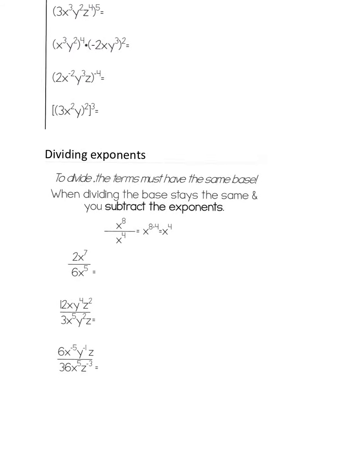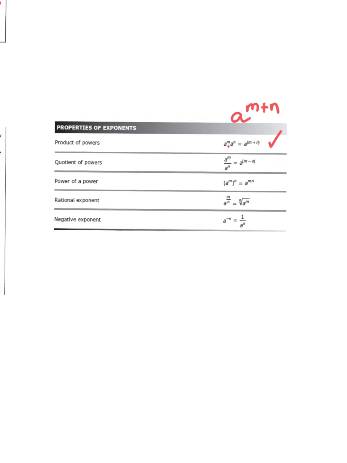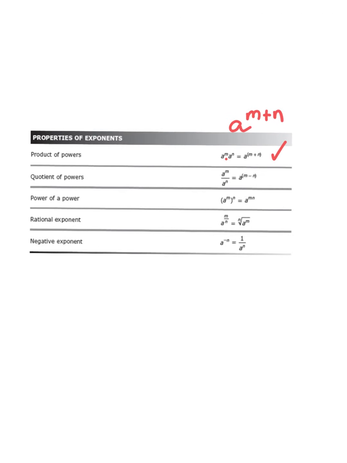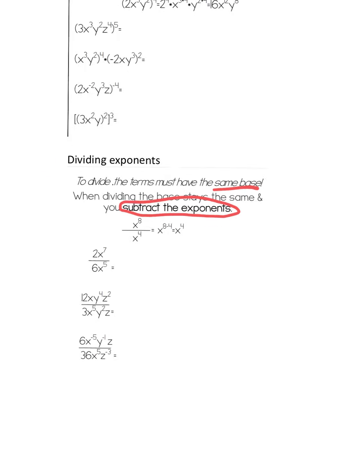Let's scroll down to the bottom of page 2. To divide, the terms must have the same base again. And when dividing, the base stays the same, and we're going to subtract the exponents when we divide. Okay, so here is the cheat sheet of the reference sheet. Quotient means divide. So we have division, looks like a fraction, and then we're going to subtract the exponents. The top subtract the bottom, numerator exponent subtract the denominator exponent. All right, so let's practice them.